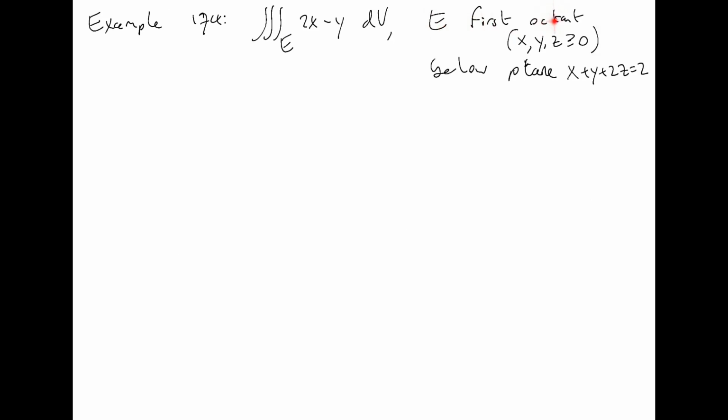E is the region in the first octant, so that means x, y and z are all three bigger or equal than 0, so that's the analog of the first quadrant in 2 dimensions. But below the plane x plus y plus 2z equals 2. Remember, this is the linear equation of a plane.